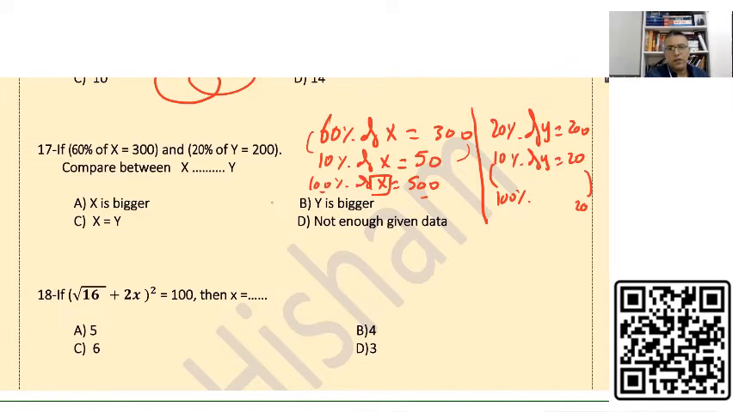Divided by 2, divided by 2 is 100. So multiplied by 10, multiplied by 10 is 1000. So 100% of y is 1000. So which is greater? Y is greater.